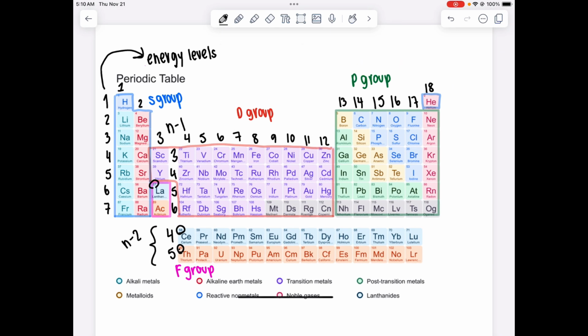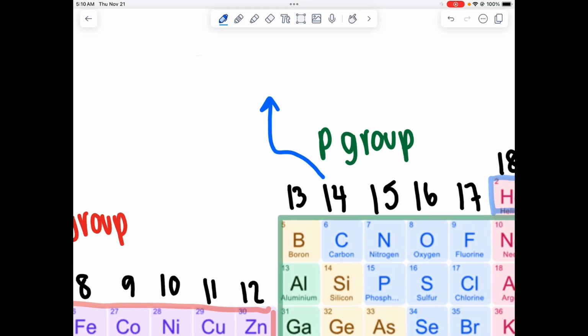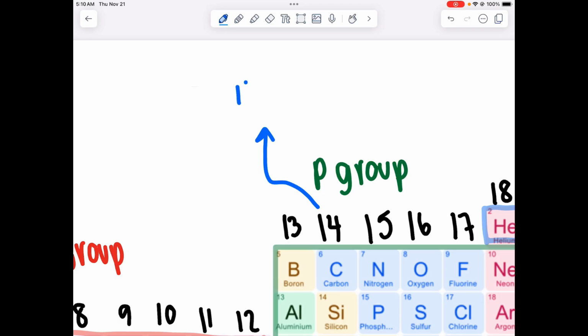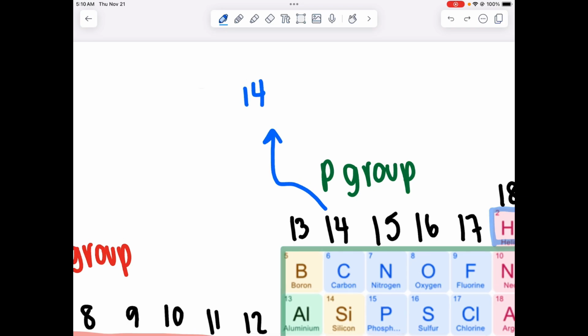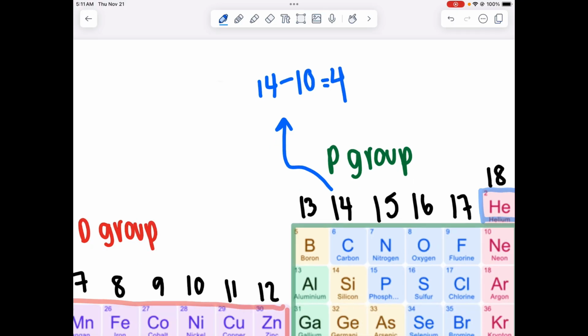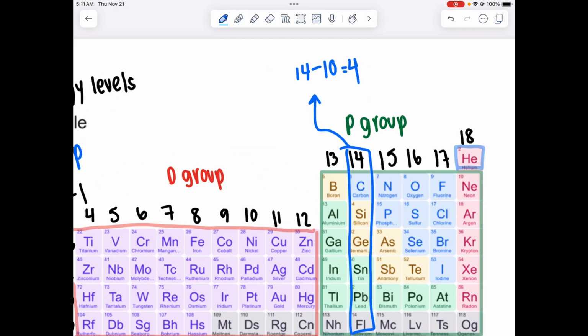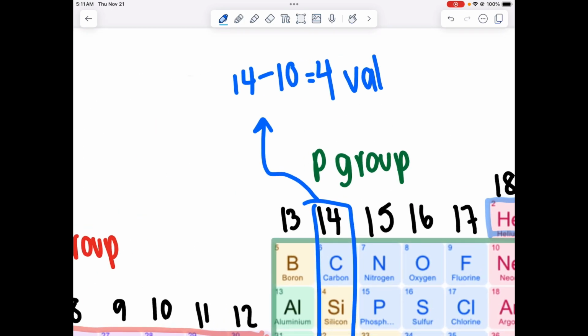Okay, to find the valence electrons, for example, let's go to column 14. To find it, 14 minus 10, which would give you 4. So basically, this column, you would have 4 valence electrons.